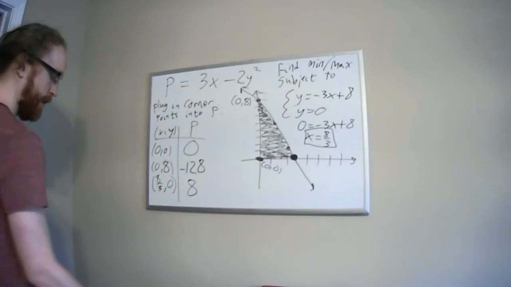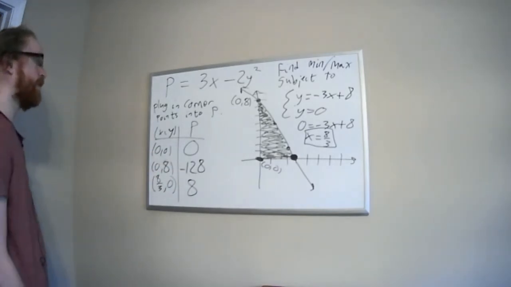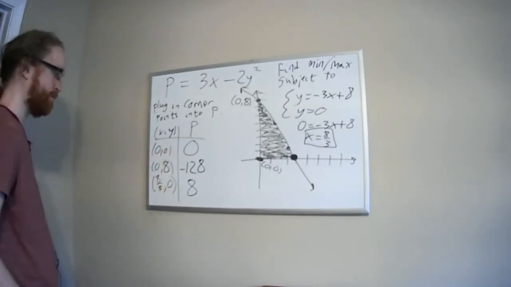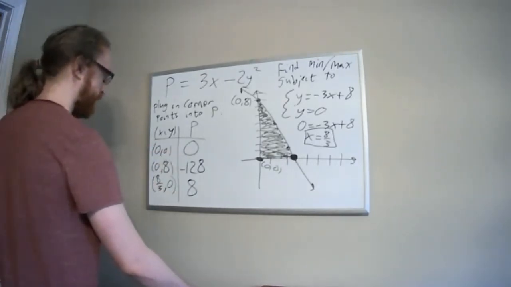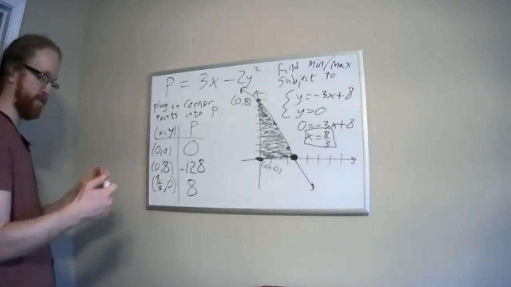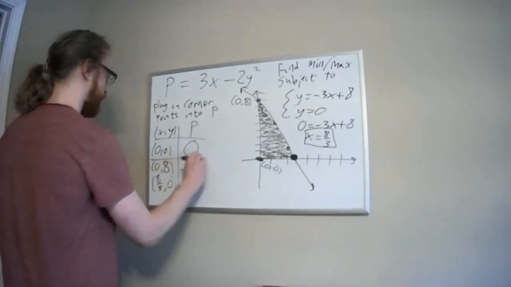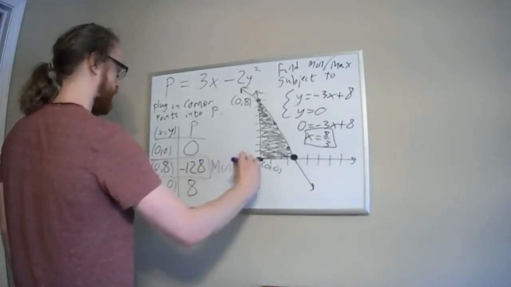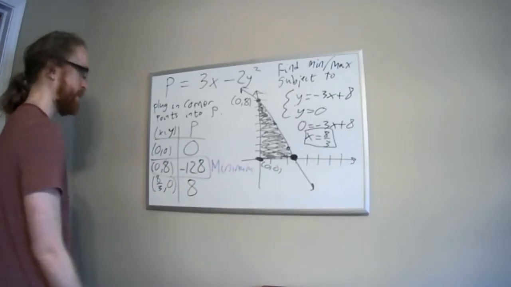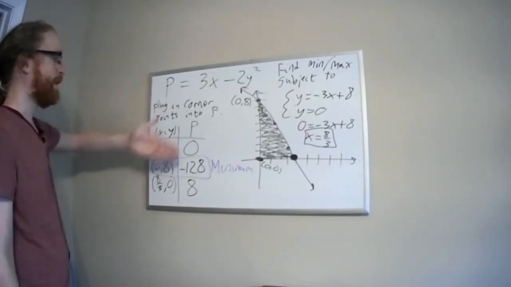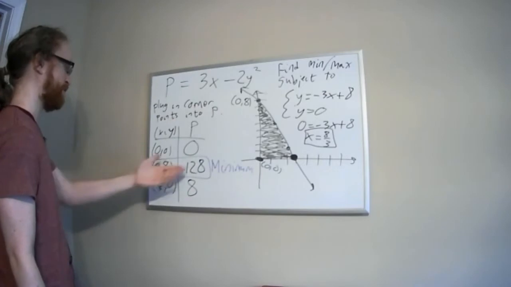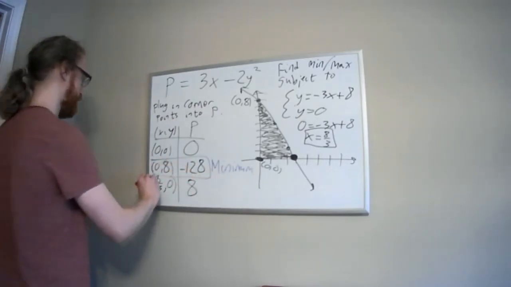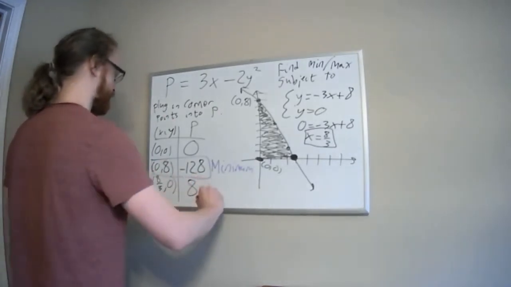And so now to ask about the minimum or the maximum, the minimum is the smallest value that I get. So I just look for the smallest of these three numbers for the minimum. And the smallest is negative 128. That's less than 0 and it's less than 8. So this is our minimum, because it's the smallest thing I got. And again, the minimum, if it exists, has to be at a corner point. These are the only corner points, so this is the minimum. And then the maximum, of course, is the biggest thing I got, which is 8. So here's our max.